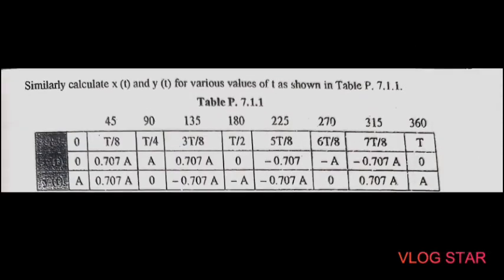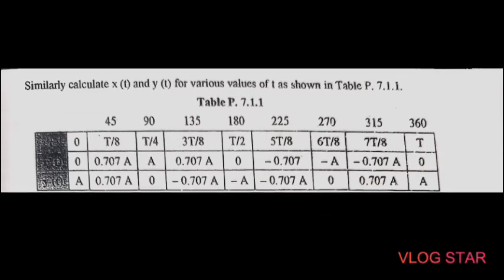so in a similar way we can calculate here the value of x of t and y of t for the various values of t as shown in this table. So here the values of t vary from 0 to T, that is 0, T by 8, T by 4, 3T by 8, T by 2, 5T by 8, 6T by 8, 7T by 8 and lastly T. Okay, so here the angle is also changing from 45 degree, 90 degree, 135, 180, 225, 270, 315 and 360 degree. Okay, so in this way we can calculate the different values of x of t and y of t.